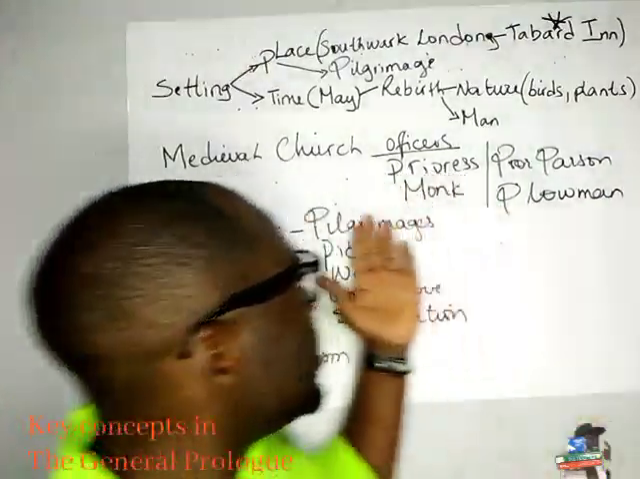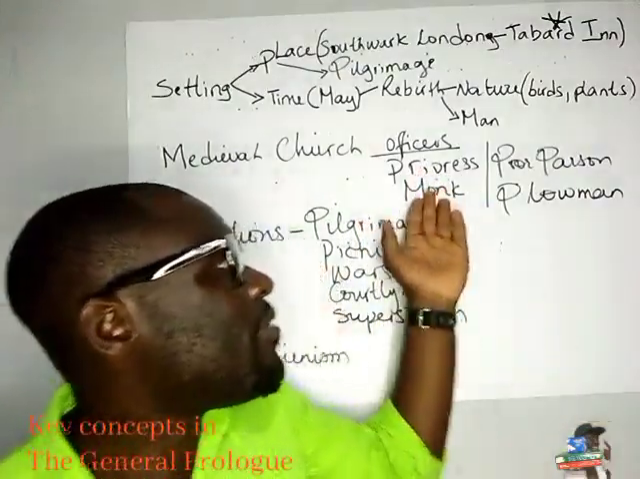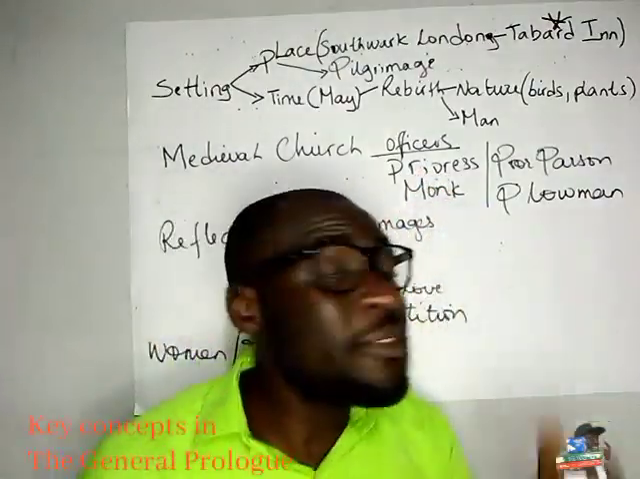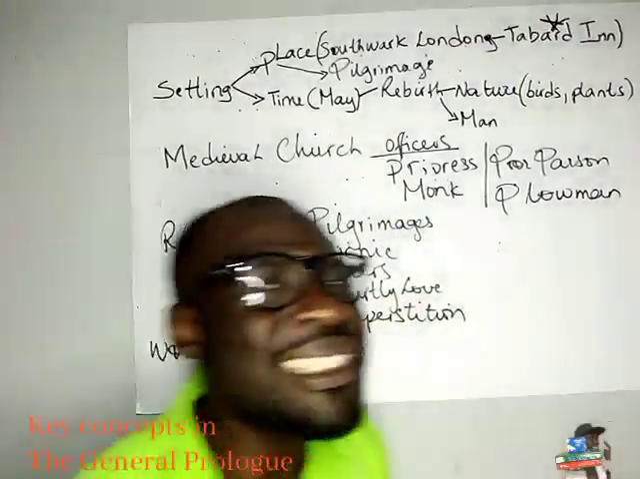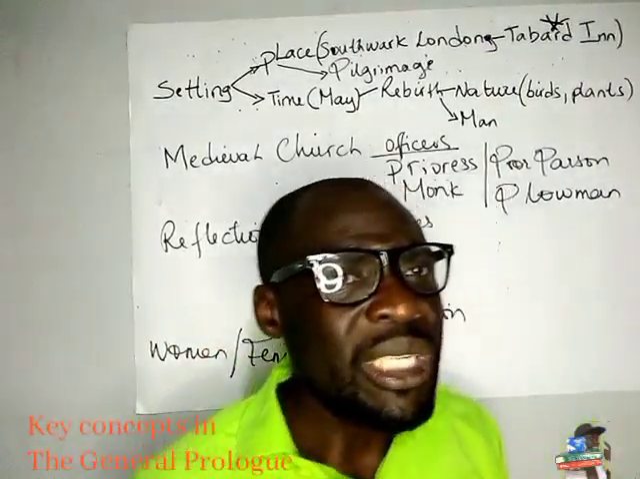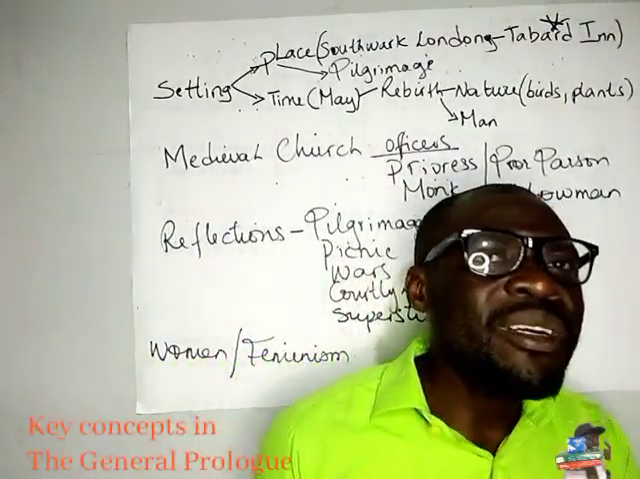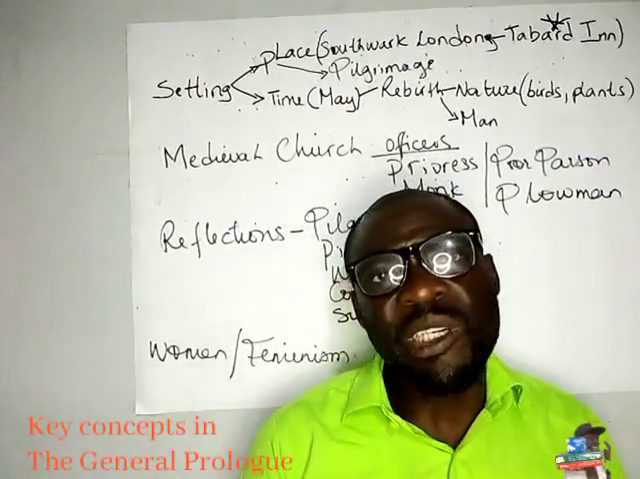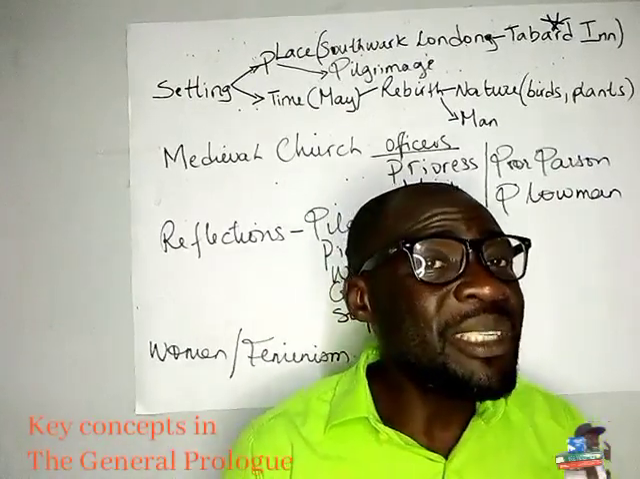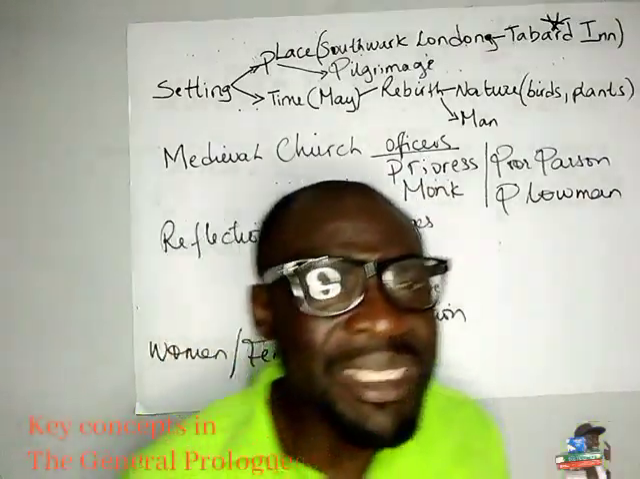Clearly on the board, you can see there, we have the church officers, we have priests, we have the monk, we have the poor person and the plowman. These are church officers who represented the church. So through them, Chaucer gives us his take on the medieval church, the institution of the medieval church. The examiner might still challenge you by asking you to discuss Chaucer's portrait of any three institutions of your choice. One of them is the medieval church. So our question is this: What was Chaucer's attitude towards the medieval church?